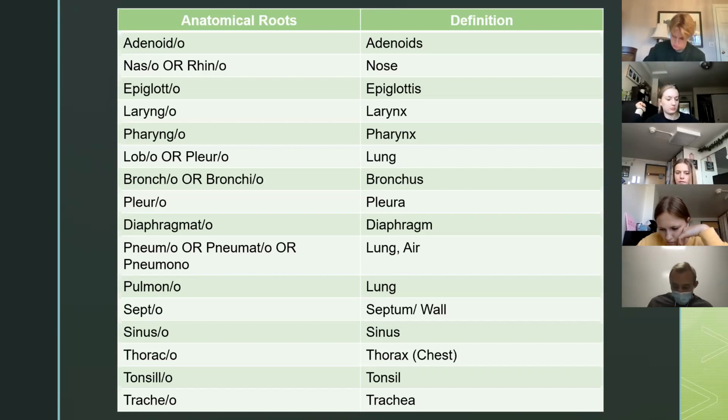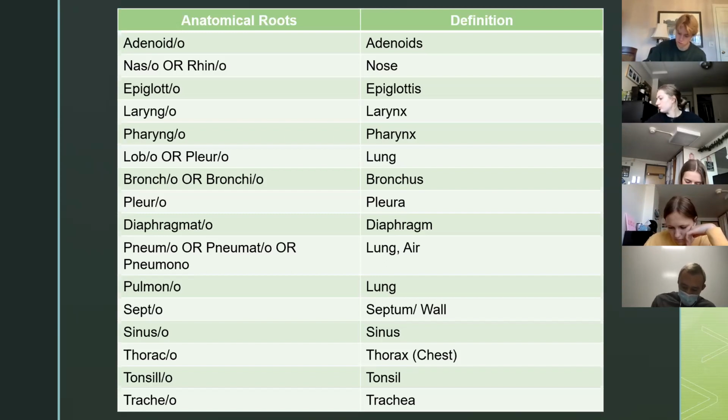If you remember from the anatomy that you've had, the lung is covered by both a visceral pleura and a parietal pleura. The visceral pleura is almost like a sheet of cling wrap or saran wrap that covers the outer surface of the lung. Then we have the parietal pleura, which covers the chest wall itself. Diaphragmato, diaphragm. And then we're back to lung: pneumo, pneumato, or pneumono. I don't know why they chose to have 6 different words for lung, but they do. Pulmono. Pulmonologists are people who study lungs.